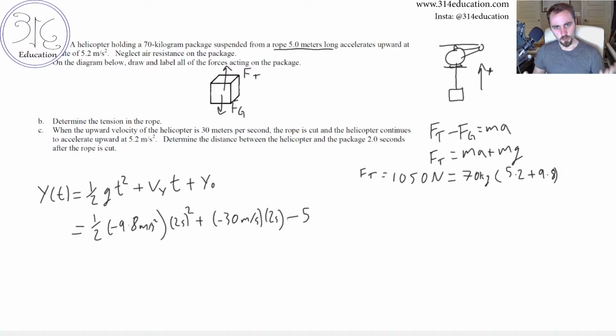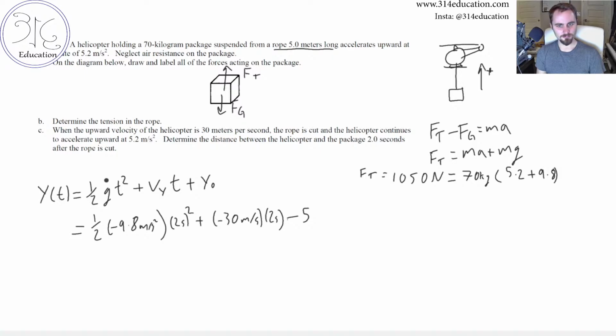Also, worth mentioning, we got this 9.8 meters per second squared because as soon as we cut the rope, tension goes away, and our force of gravity is equal to our mass times acceleration. That gives us a is equal to g, and a is then 9.8. That's because the rope is cut, this force of tension now goes away. We don't need to worry about this 5.2 at all.